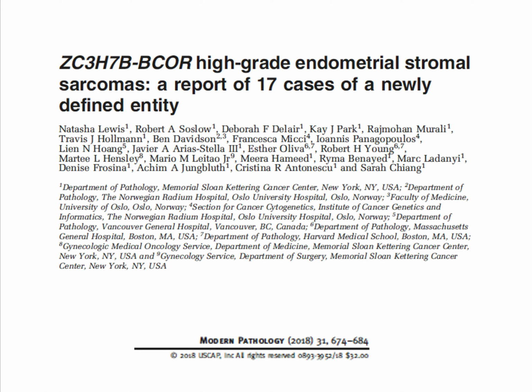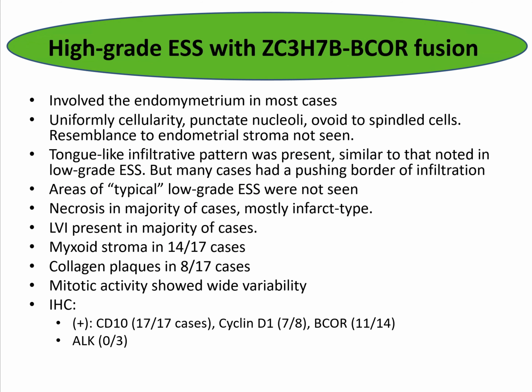So here's a paper with 17 cases of this newly defined entity from 2018. And the tumor involved the endomyometrium in most cases. There was uniform cellularity, punctate nucleoli, and ovoid to spindled cells, and the resemblance to endometrial stroma like in a low-grade ESS was not seen.